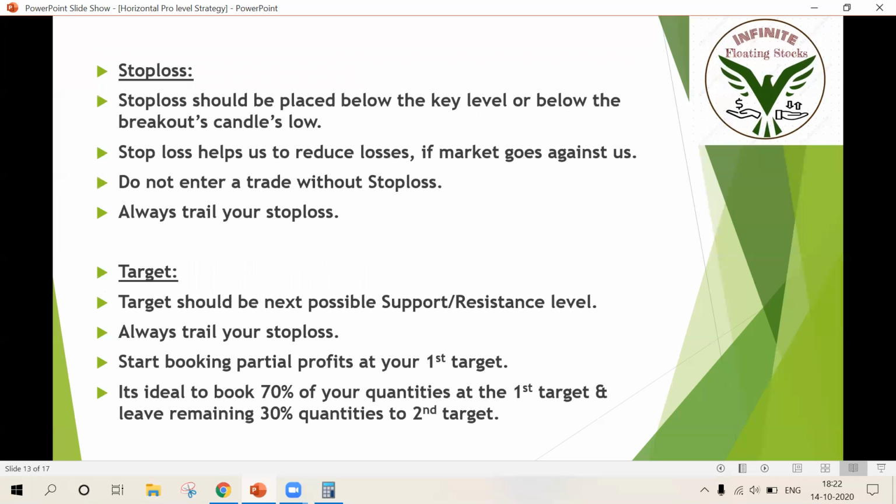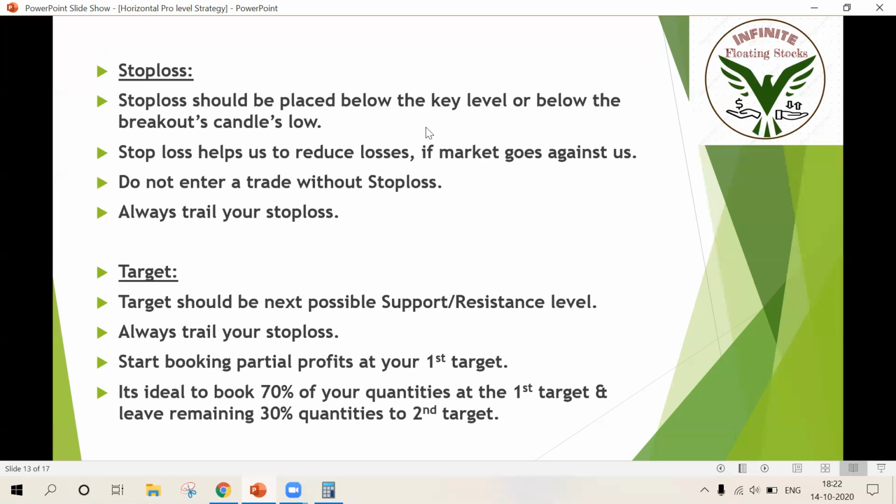One is breakout from the key level. Second confirmation, higher low formation, and the colors of both the candles should be the same. Third confirmation, you need to take confirmation from VWAP. Fourth confirmation, from the 35 moving average. Fifth confirmation, you need to look for volumes and the moving average on volumes.